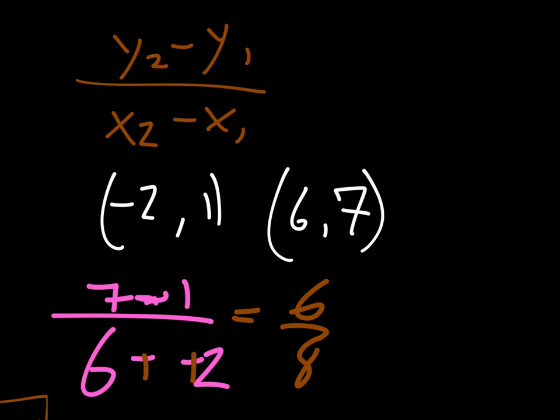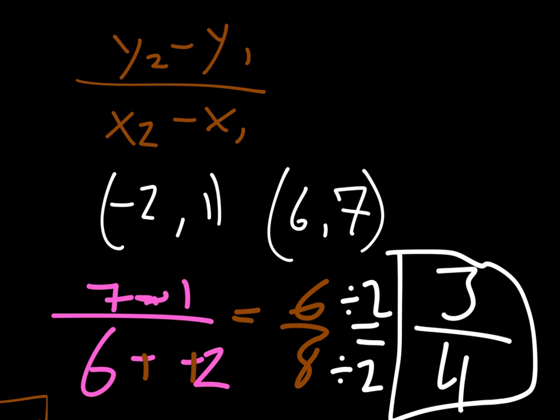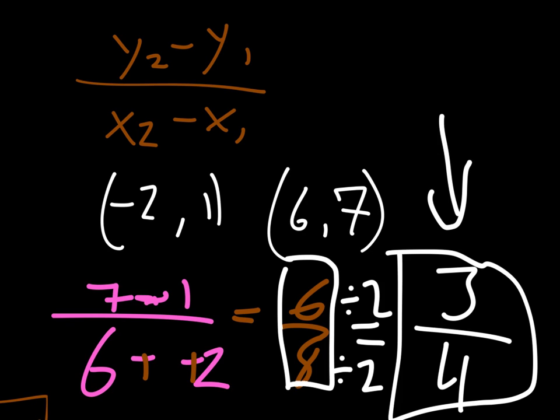We can even simplify it if we want to, because 6 over 8 is the exact same thing if we divide by 2 on the top and the bottom. 6 divided by 2 is 3, and 8 divided by 2 is 4. Final answer is 3 over 4 or 6 over 8, whichever way, it doesn't matter because it's the exact same answer. But if your teacher wants you to simplify, I suggest you go with this answer. Cool?